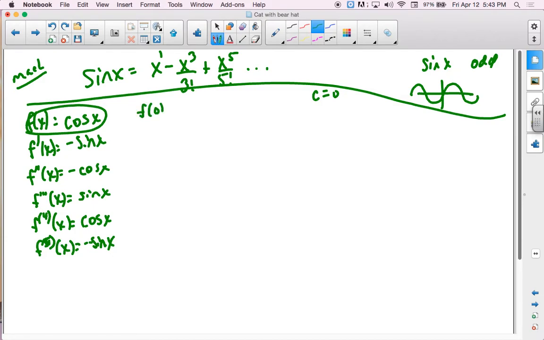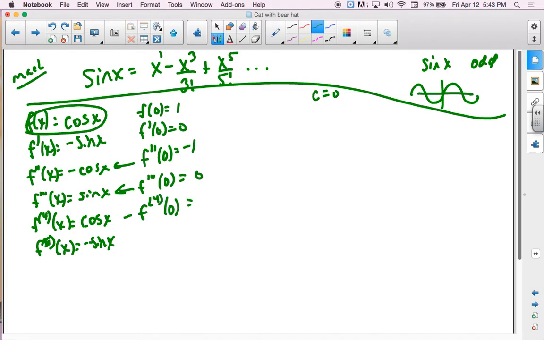F of 0 is 1. F prime of 0 is 0. F double prime of 0 is negative 1. F triple prime of 0 is 0. The fourth derivative at 0 is 1. And the fifth derivative at 0 is 0. So now I'm going to write the series.